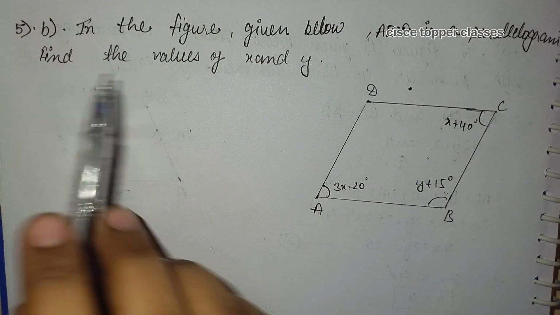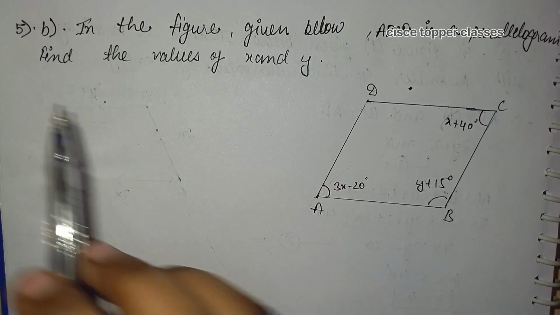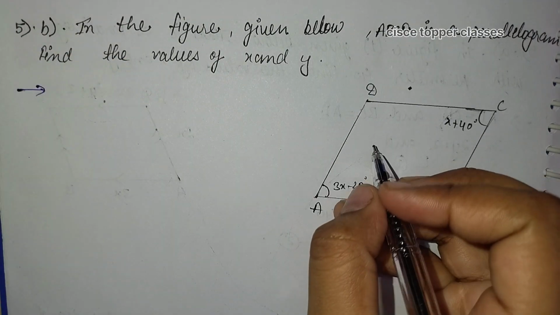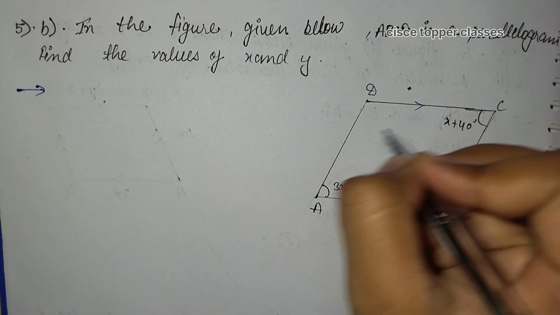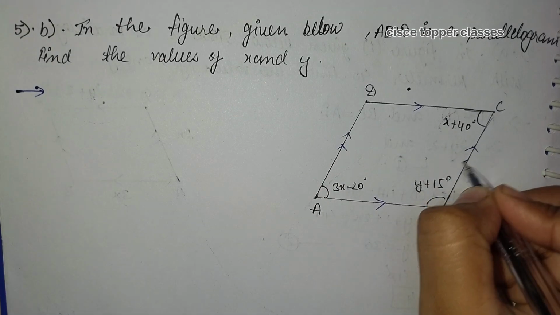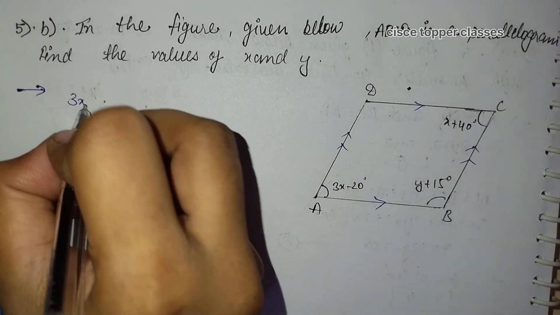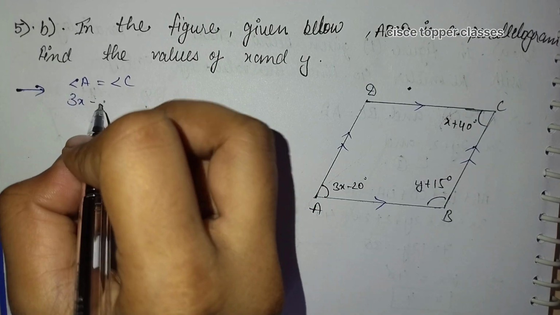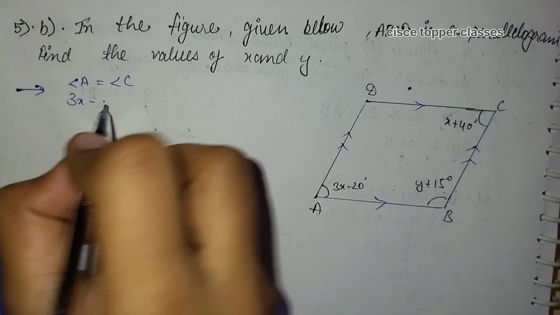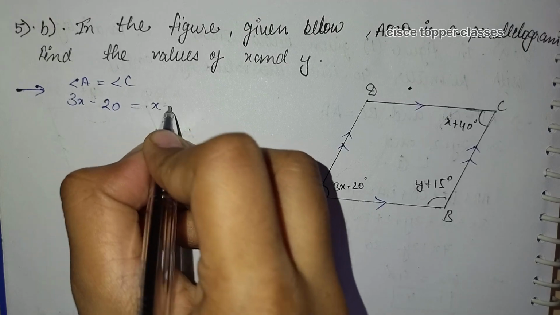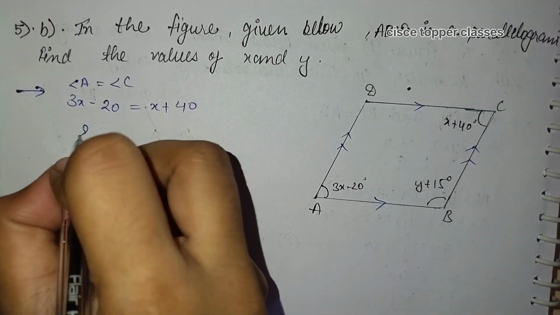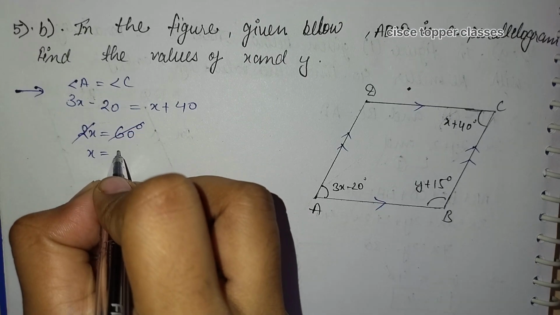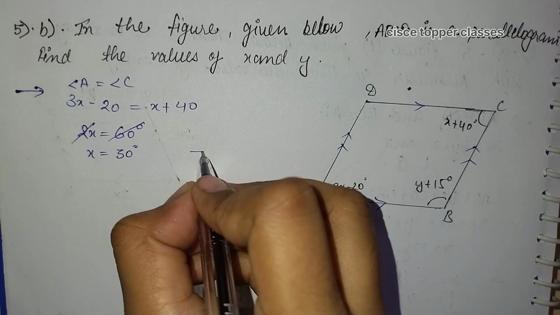Solve the second part. In the figure given below, ABCD is a parallelogram. We have to find the value of x and y. Simply, as it is a parallelogram, we can say that the opposite angles will be equal. So angle A is equal to angle C, because opposite angles in a parallelogram are equal, and it will be 3x minus 20 equal to x plus 40. From here only we can find the value of x. This will be 2x equal to 60 degree. This will be cancelled out, and x is equal to 30 degree. We will put it as 1.